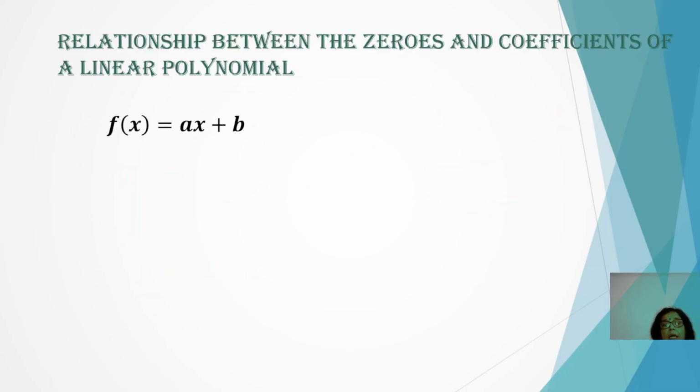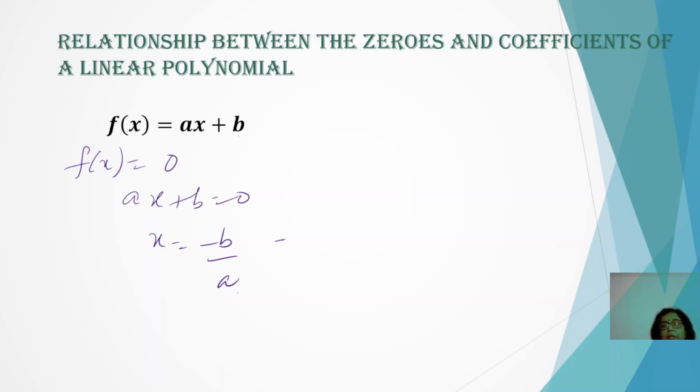So that is it. Now let's move on to the relationship between the zeros and coefficients of a linear polynomial. Now in a linear polynomial, the highest degree is 1. So if we have to find the zeros of a linear polynomial, if I have to reduce this polynomial to 0, what do I do? If f(x) has to be 0, then ax plus b is equal to 0. So x is equal to minus b upon a. That means the zero is referred to as the negative of the constant by the coefficient of x.